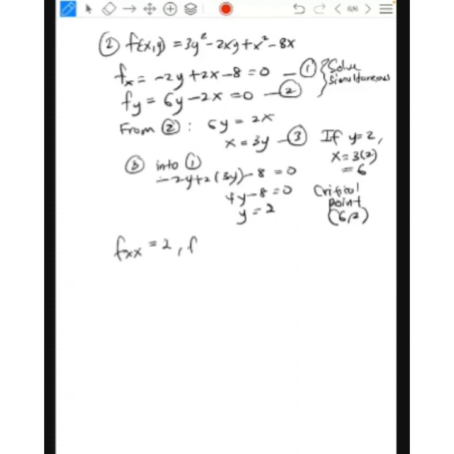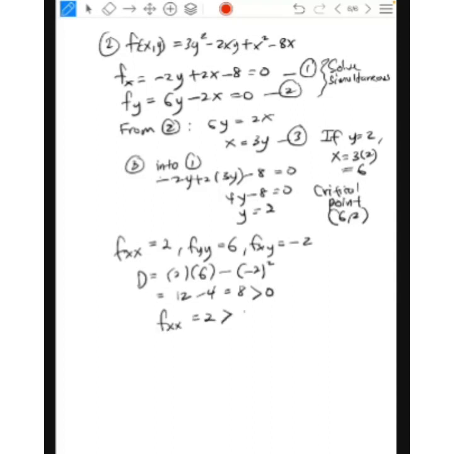Okay, so the second derivative test will be fxx. Fxx is 2, fyy is 6, and fxy is negative 2. Okay, so your D will be 2 times 6 minus negative 2 squared, which is 12 minus 4, which is 8. 8 is greater than 0. So as I mentioned before, if D is greater than 0, you have to look back into fxx. Fxx is 2, which is also greater than 0. So when D is greater than 0 and fxx also greater than 0, you have a minimum. So it is a minimum at (6, 2).